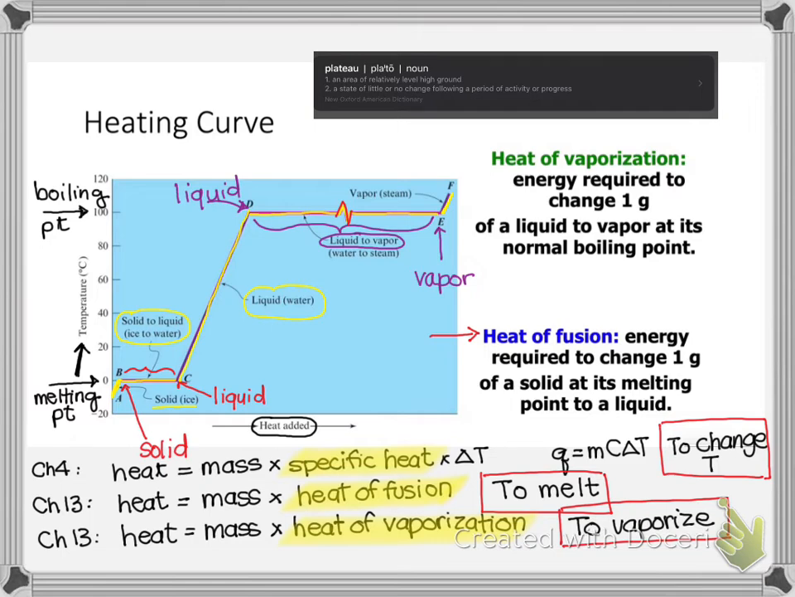So let's take a look at a problem. We'll see how when we read it, we can figure out which equations we're going to need to use. You might pause it right here and write down these 3 equations and be sure you note to yourself what they're used for. So the first equation is used to change the temperature. The second one is to melt your substance, and the third one is to vaporize it.